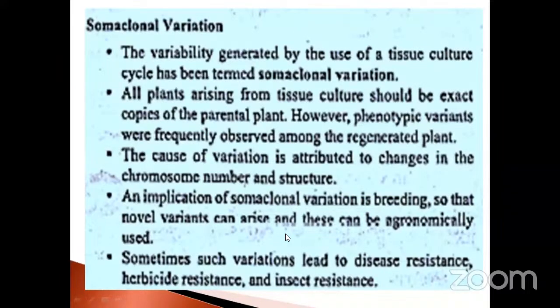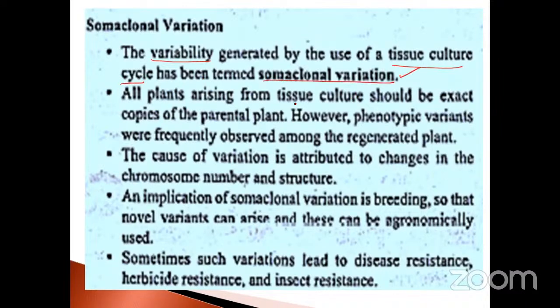And the next one is somaclonal variations. How will it vary? The variability generated by the use of the tissue culture cycle has been termed somaclonal variations. Suppose we will not get the same things, we should generate them by use of tissue culture. We will get the different types of variability we need. We can choose the tissue culture cycle, which has been termed somaclonal variations.